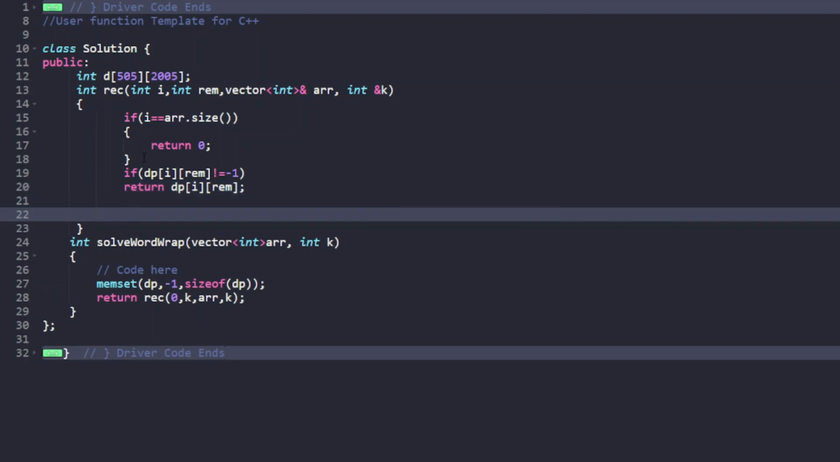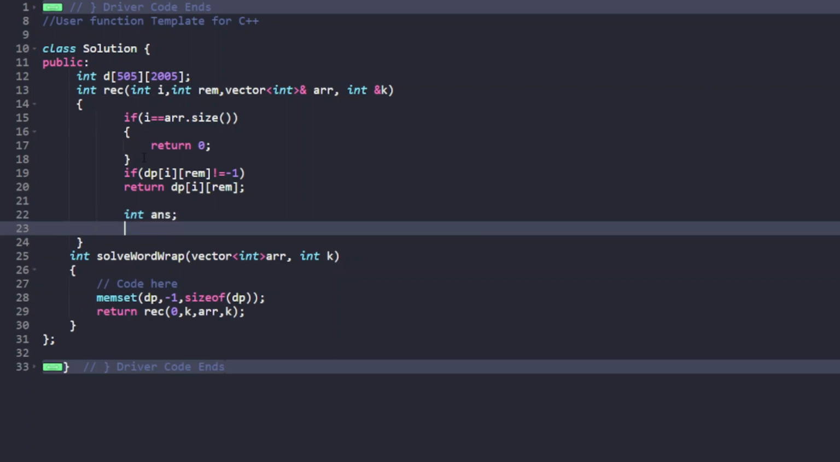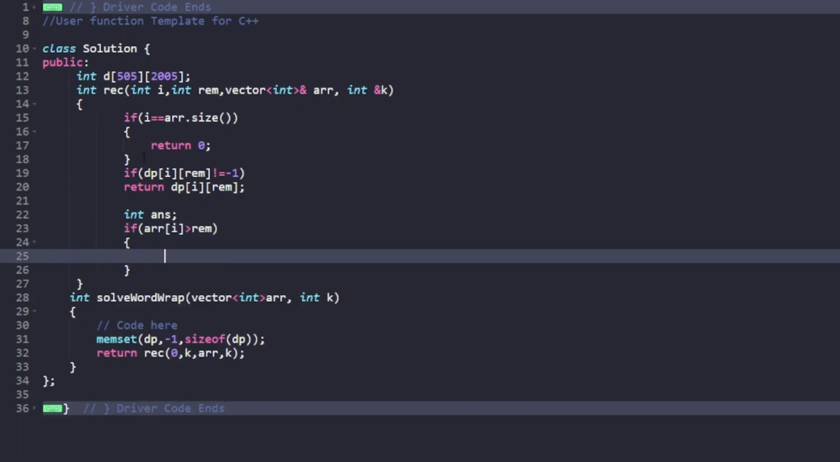Otherwise I need to calculate it. So in the int answer I'll be storing the answer for this particular recursive call. Now there can be two things. If my current ARR of I is greater than the remaining number of characters, the remaining spaces, if the length of the ith word is greater than the number of remaining spaces that I have in the current line, in that case I need to move to the next line.